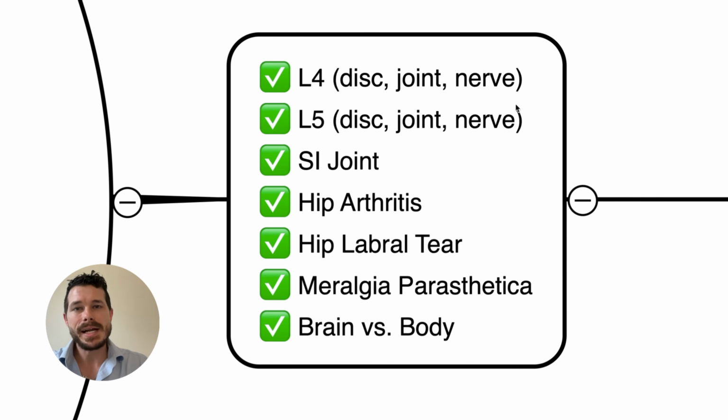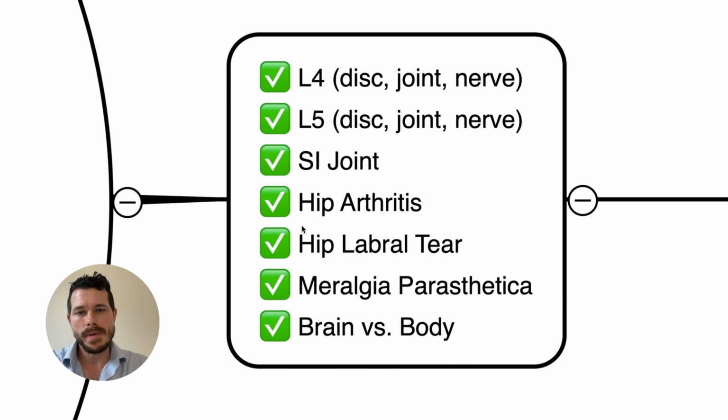Also, the sciatic nerve is comprised of the L4 and L5 nerve as well as others. So it's possible you could irritate the L4 nerve and experience sciatic-like symptoms in the front of the leg, not in the back of the leg per se. L4, L5 are possibilities. Maybe it's a sacroiliac, SI joint issue.